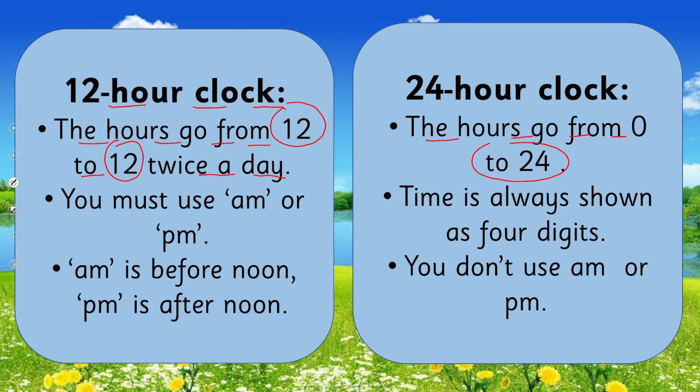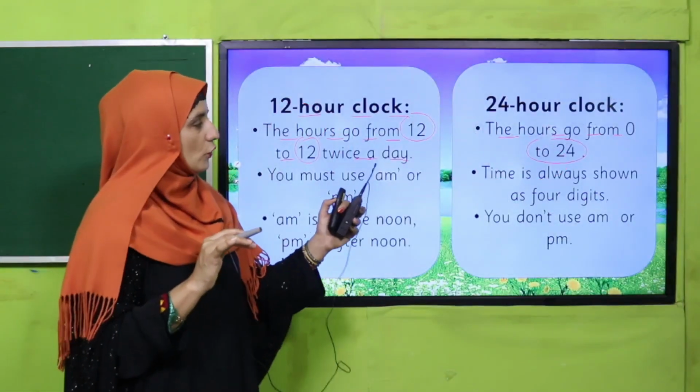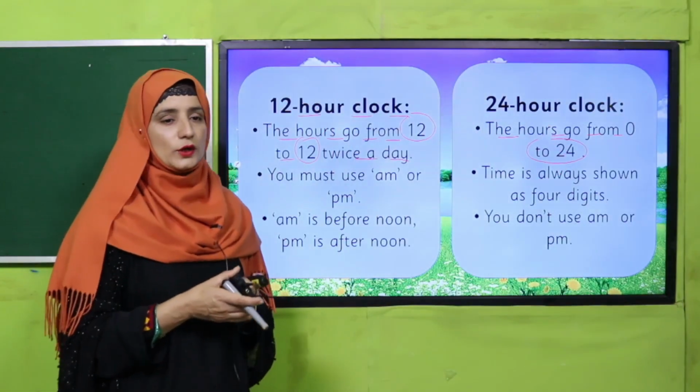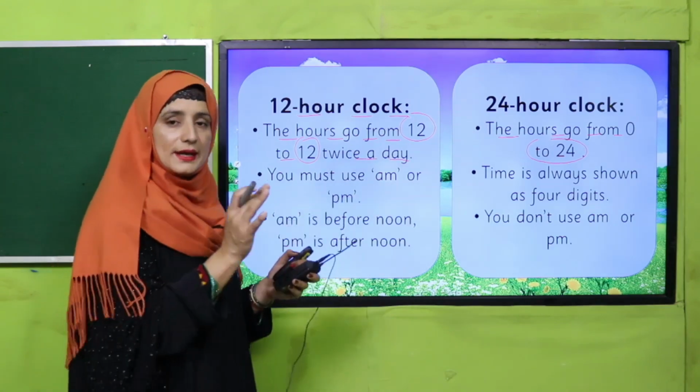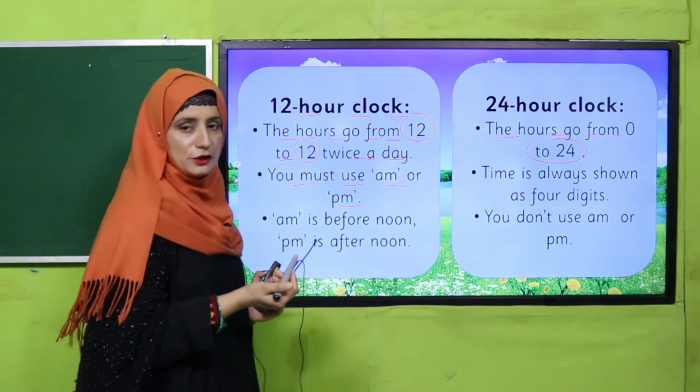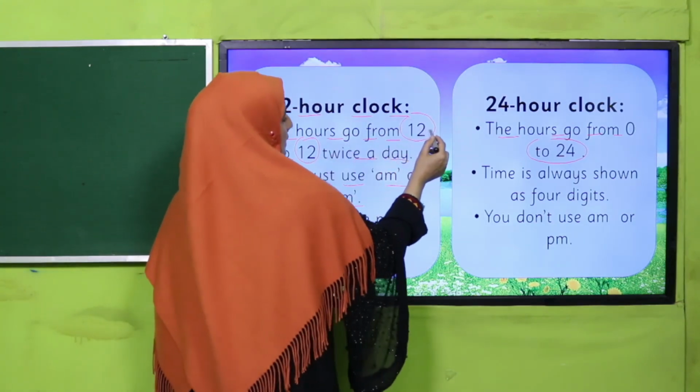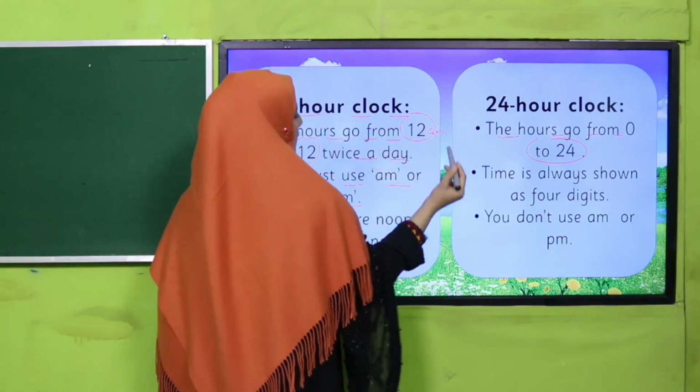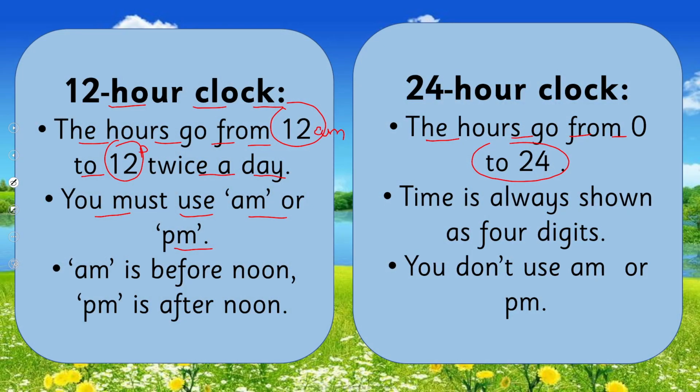Have you got that? In this hour format, time goes from 0 to 24 directly. In the 12-hour clock you must use AM or PM. Already we know that if it is daytime, we write 12 AM, and if it is night time, we write 12 PM. So AM and PM are compulsory in the 12-hour clock, but in the 24-hour clock we don't use AM or PM.